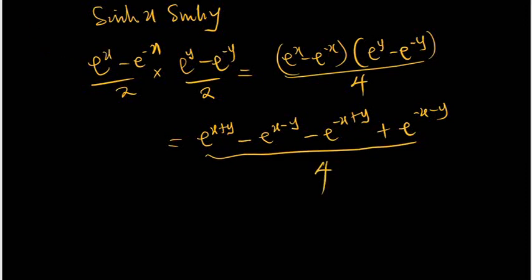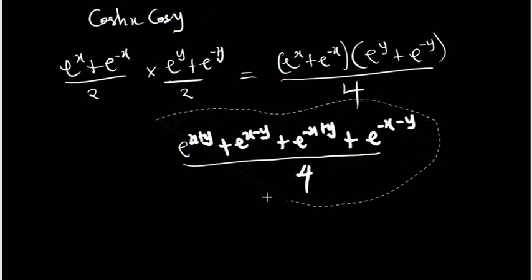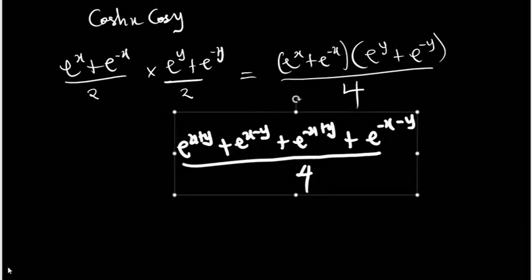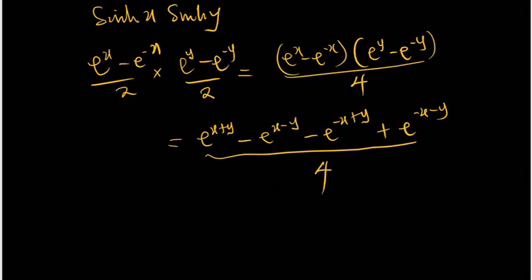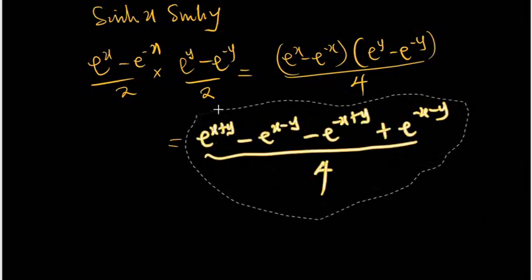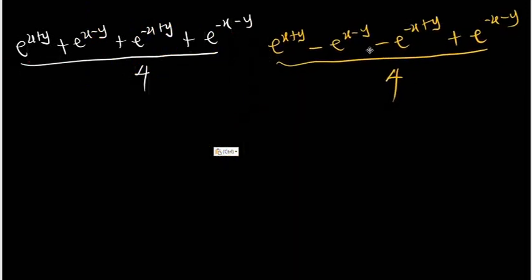So we are going to add the two expressions that we have gotten. The cosh x cosh y will be added to the sinh x sinh y. So let's pick the answers that we obtained to a fresh page and then we'll add them together. We are going to perform the addition. Since the denominator is the same, we are going to maintain the 4, and then we add the like terms together.